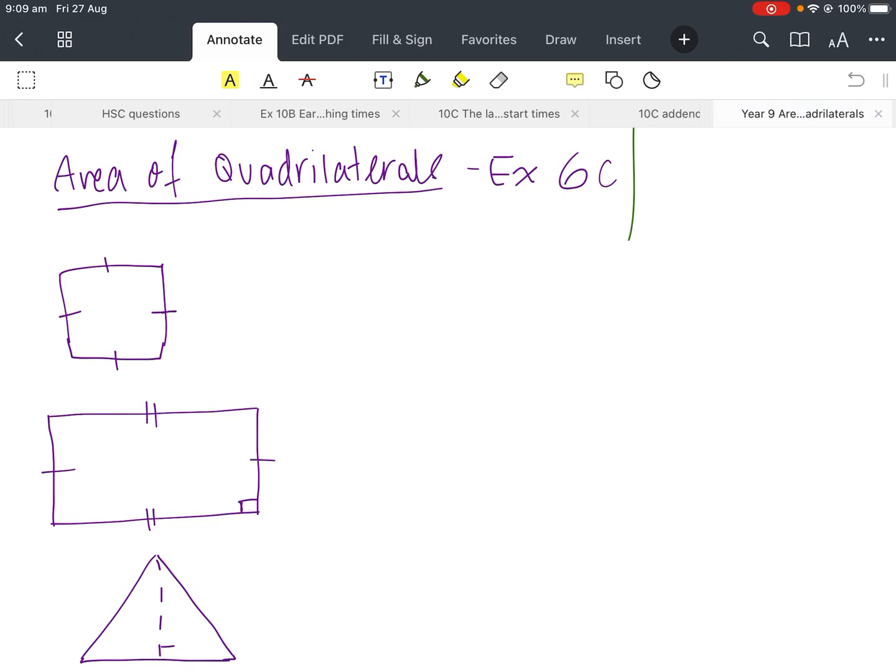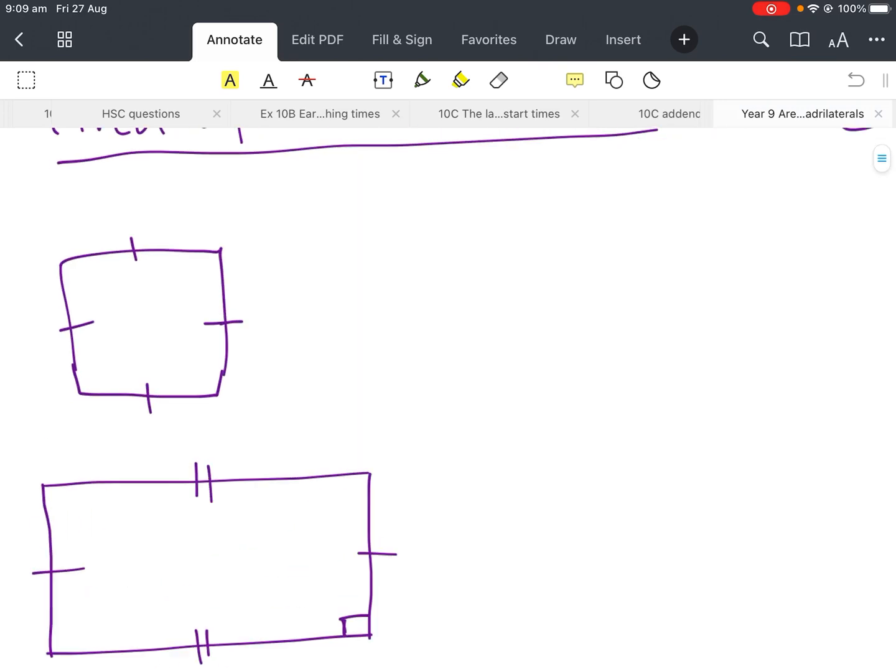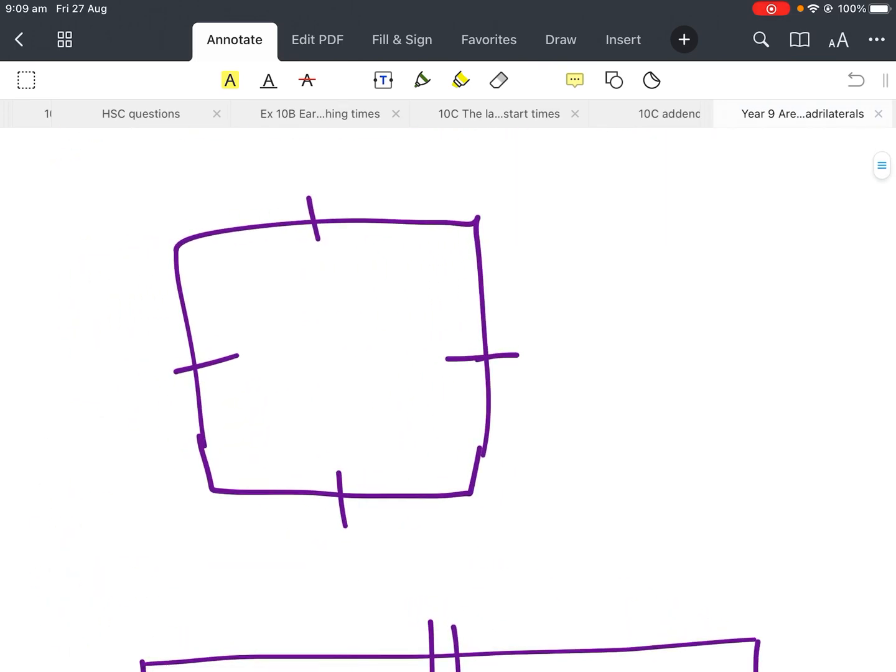This should be stuff that you already know. We're doing area of quadrilaterals today. So you just have to go over your basic area formulas. So the first one here is obviously, this is what I would have done on the video.